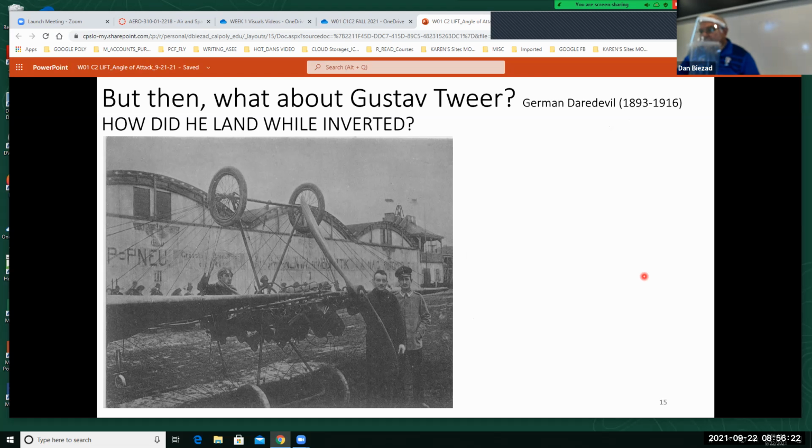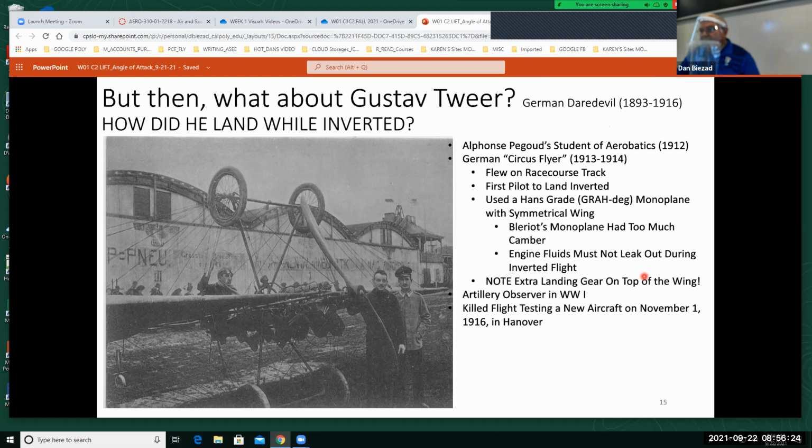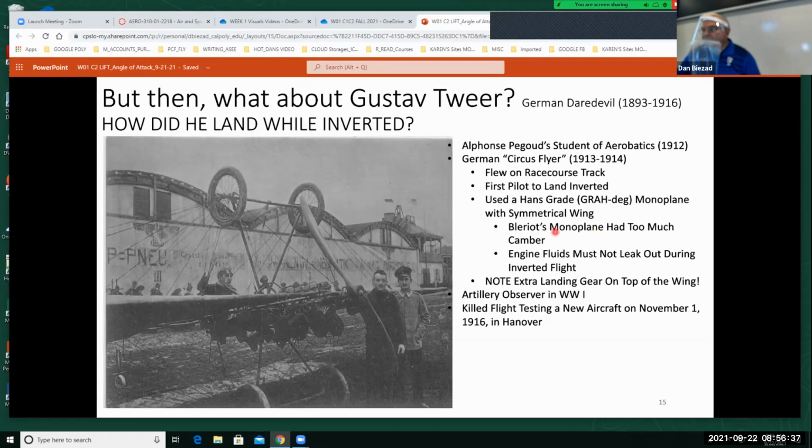Remember this guy? Now maybe what this guy did made some sense. He had a monoplane with a symmetric wing, right? He put a landing gear on top of his wing, because Blériot, the guy that built the first monoplane, flew across the English Channel. That had too much camber. So Gustav Tweer fixed it, put the gear on top of the wing, and now they have airplanes like this that do it every year at Oshkosh, Wisconsin, in the air show.